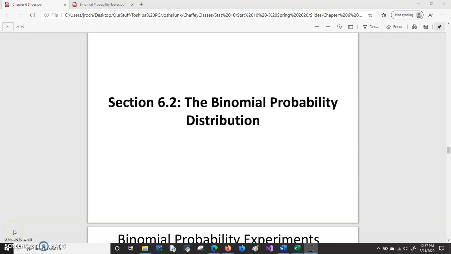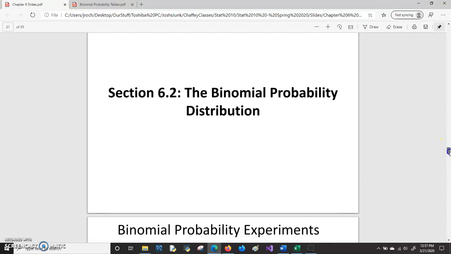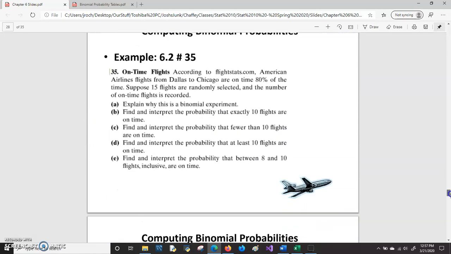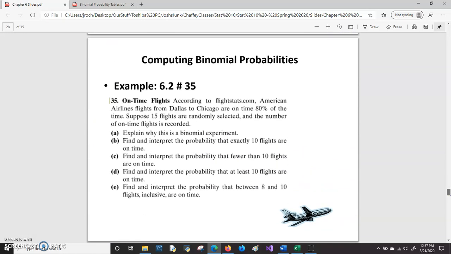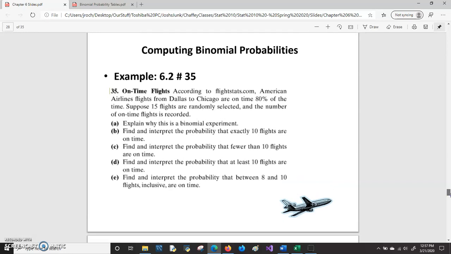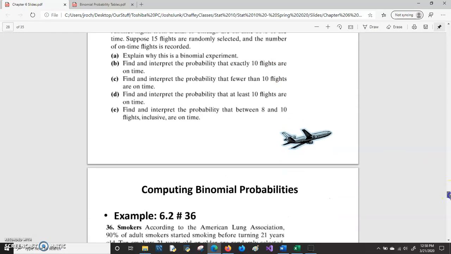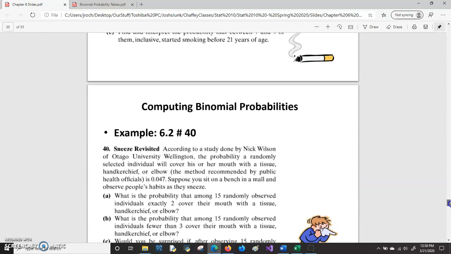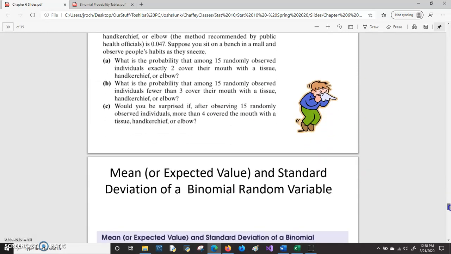The last part of section 6.2 talks about how to calculate the mean and standard deviation of a binomial probability distribution. In the chapter 6 slides, after all these notes and details, there are a couple examples similar to the one in the previous video. In fact, this one is also worked out in the lecture notes, but there are other examples similar to it, and I encourage you to give them a try.